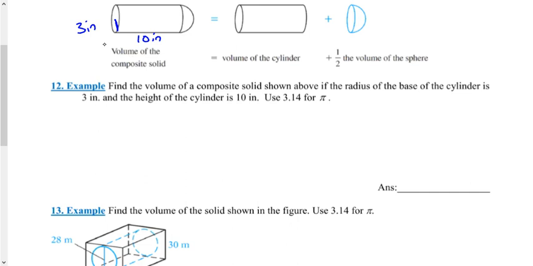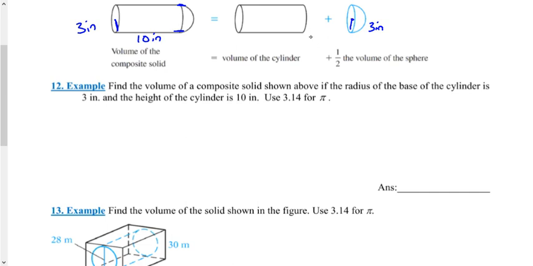And you might think that we need more. You might be like, okay, well, they told us about the cylinder, but they didn't tell us anything about the sphere. Sure they did, because this sphere connects onto here just right there. And so that means then that if the radius of this circle is 3 inches, then the radius of our sphere is also 3 inches. And that's actually all that we needed.